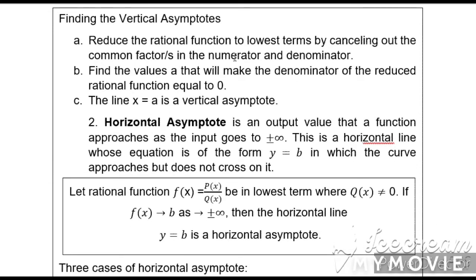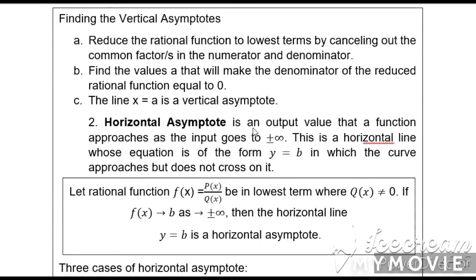Finding the vertical asymptotes. A. Reduce the rational function to lowest terms by cancelling out the common factors in the numerator and denominator. B. Find the values a that will make the denominator of the reduced rational function equal to 0. C. The line x equals a is a vertical asymptote.